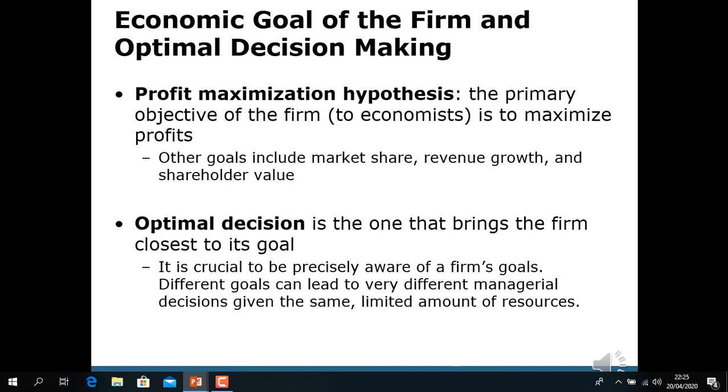But in addition to the profit maximization goal, another goal of the company is optimal decision. Why? Because this goal will later lead the company to its main goal, which is getting profit. That is, optimal decision is crucial to be precisely aware of a firm's goal. Different goals can lead to very different managerial decisions given the same limited amount of resources.